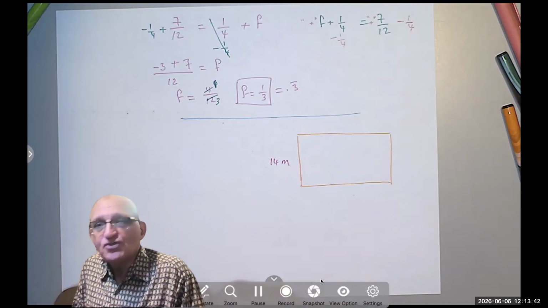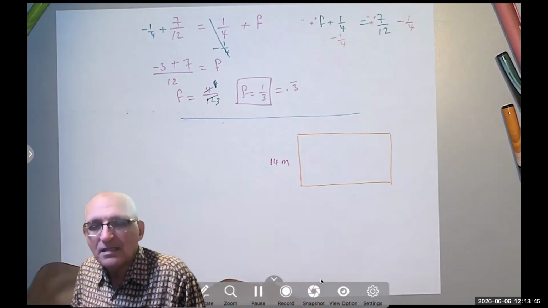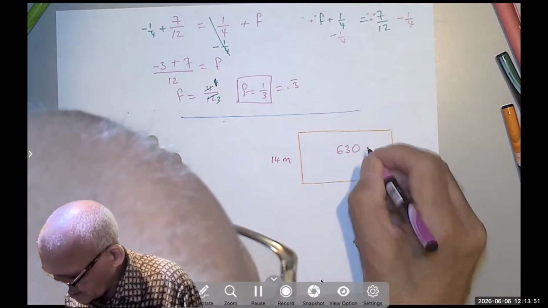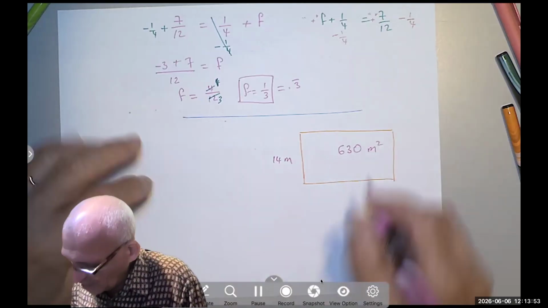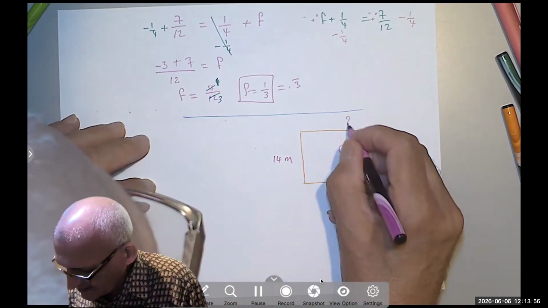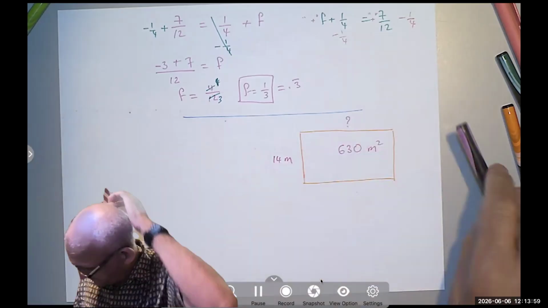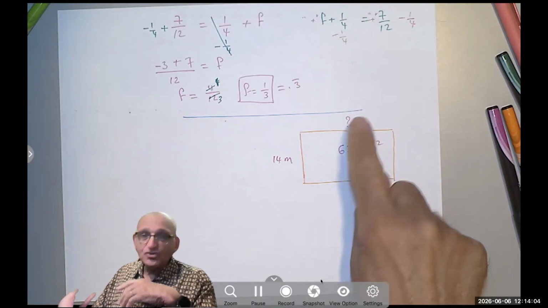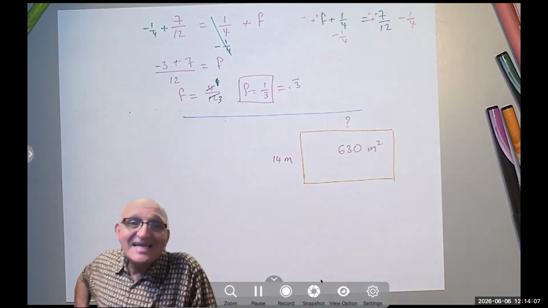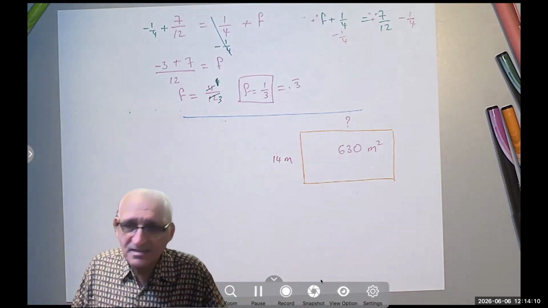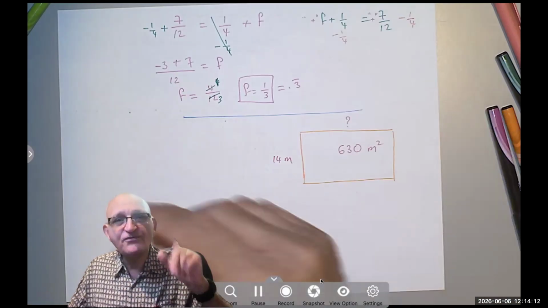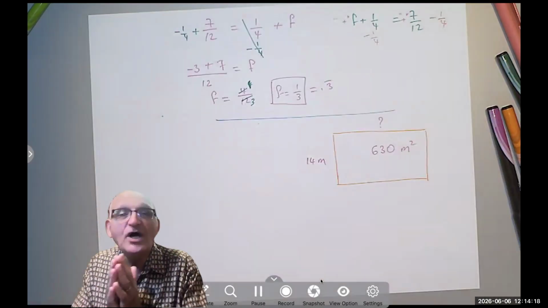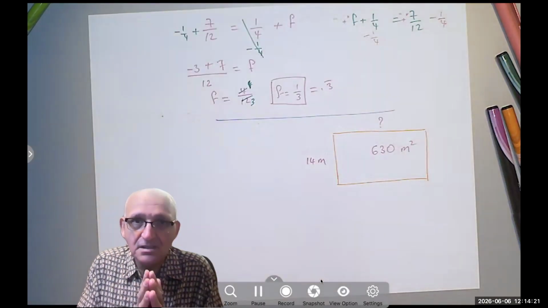And then I have the total area is 630 square meters. And I want to know the length of this piece of land. What is its length? Now, first of all, I don't know the length, so I have to use a letter for that. Some people always use X, okay? Some people use the first letter. It's up to you.